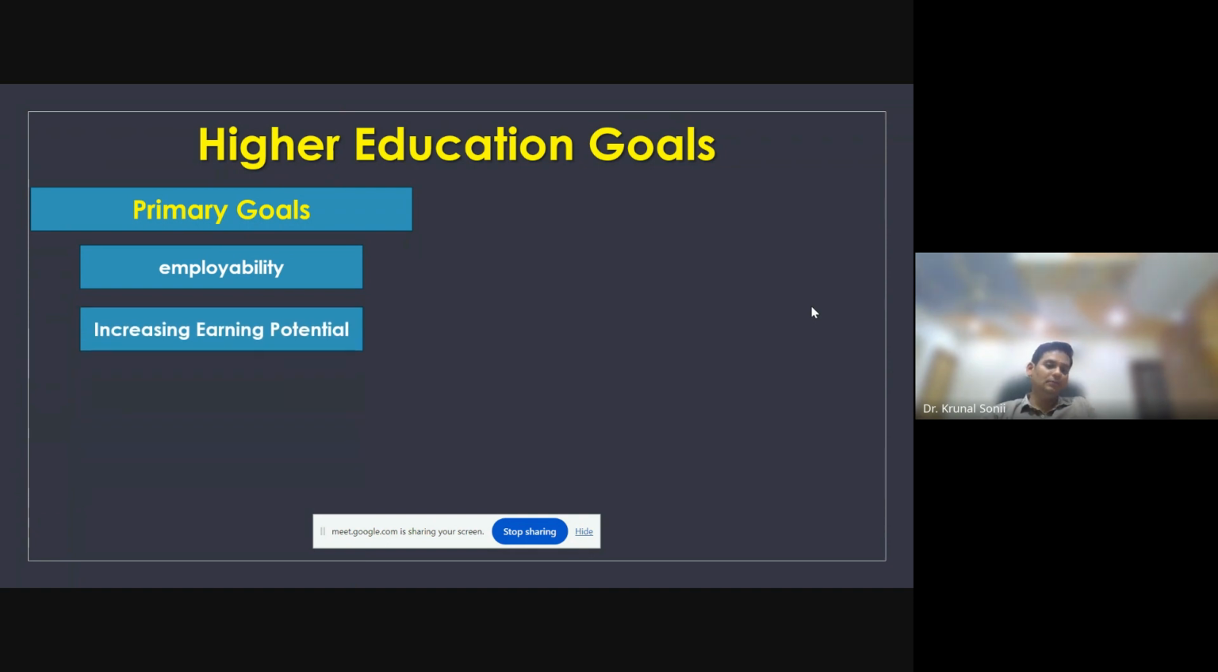Then after that, increasing earning potential. Not only getting the placement is going to suffice, but sustainability also matters as far as the higher educational goals are concerned. So we also have to build the attitude among our students that they should have increasing earning potential as and when they are hired at any place.